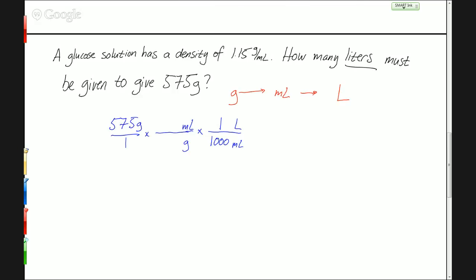And now we just fill in our numbers. Remember that density is a certain number of grams per 1 milliliter. Multiply through all the tops, divide all the bottoms, and this comes out to 0.5 liters. So half a liter would be 575 grams.